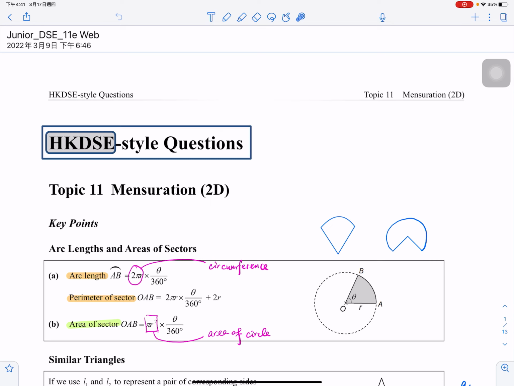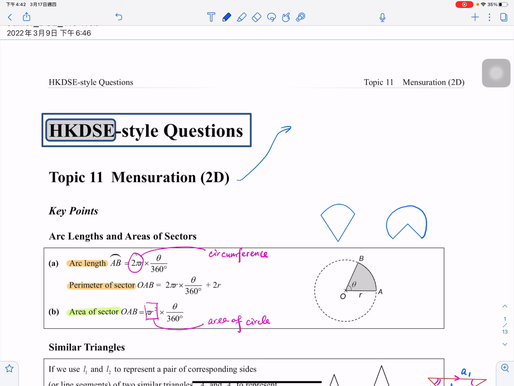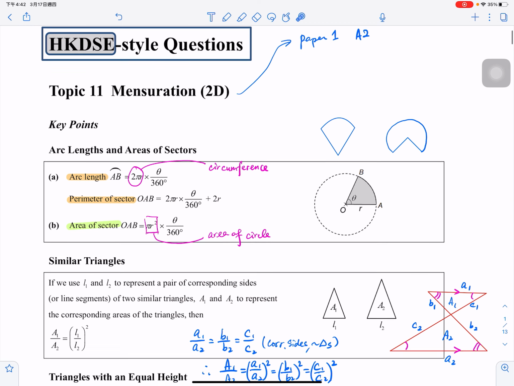Okay, let's have a look at the topic mensuration. This topic in DSE, you will see it in Paper 1, usually in Section A2 or some easy questions in A1. So in A1 and A2, you can find some questions about mensuration. This is the first part, where we look at two-dimensional questions about mensuration. So let's have a look now.